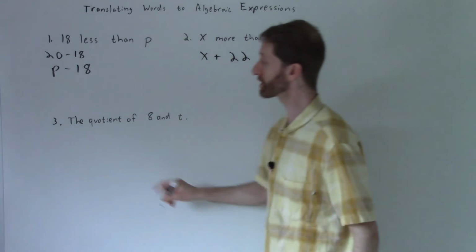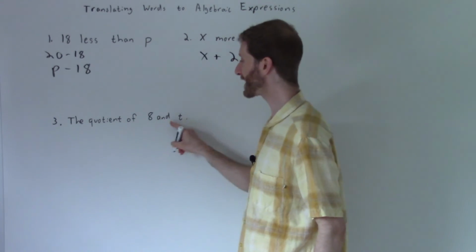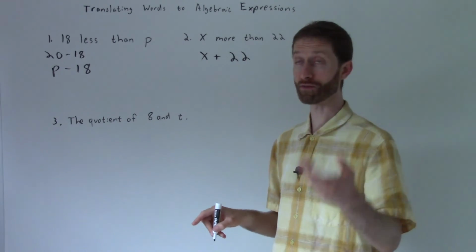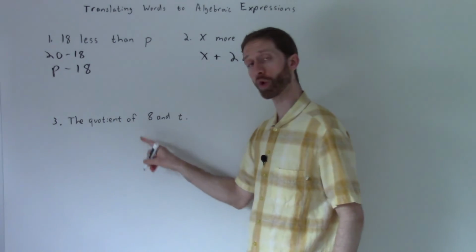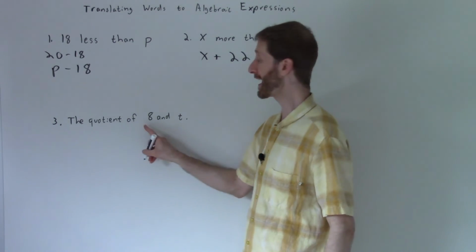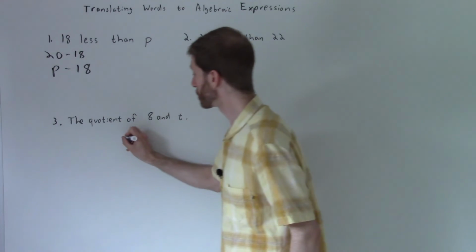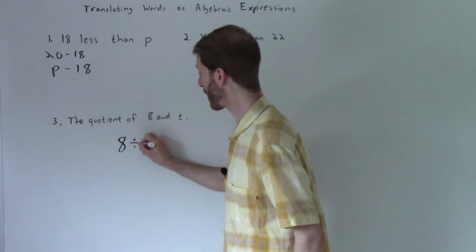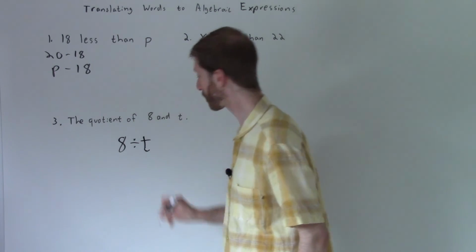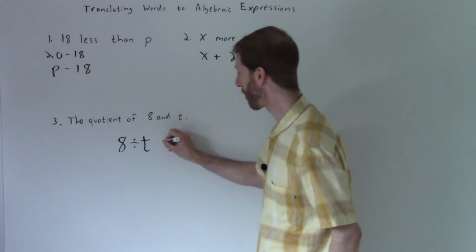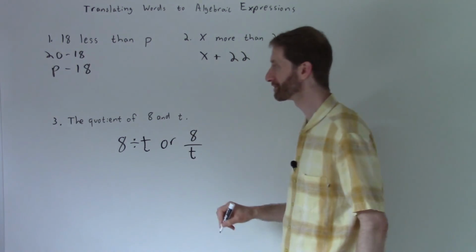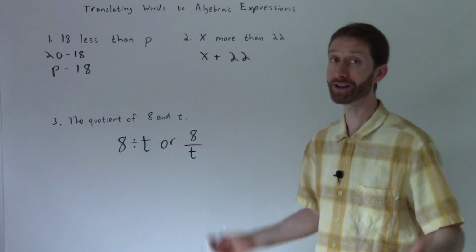And finally, this says the quotient of 8 and t. Quotient means to divide. And so if we're dividing here, we need to go in the order in which this is presented, the division problem of 8 divided by t. So you could write that as 8 divided by t, like this. Or 8 over t. So just a couple extra problems for you. Hope it helped.